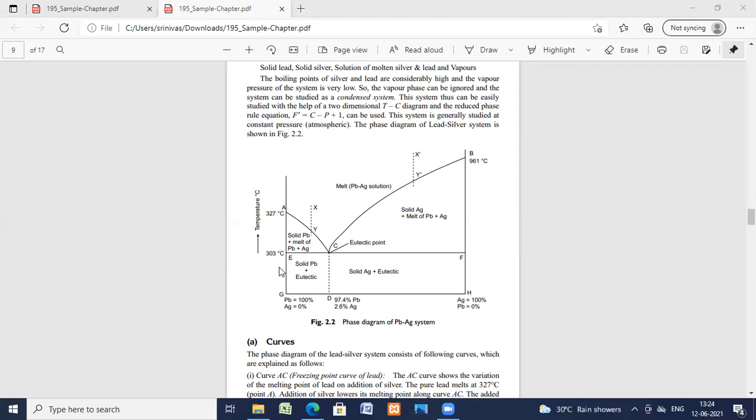Here we have the variation of temperature on the y axis, and on the x axis we have the lead and silver system. This is the temperature and here it is the lead and silver system. Here you have the points G, D, H, C. Again A, C, B. Here F.